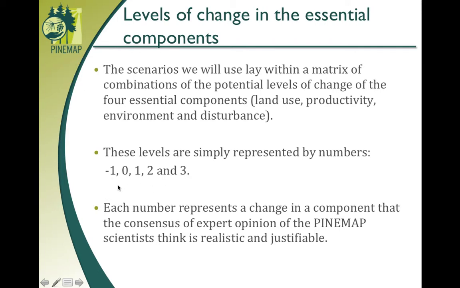Okay, so a decrease in a component would be negative, no change would be 0, and 1, 2, and 3 would be levels of increase. Now, where do these numbers come from? Well, they come from our knowledge base. It comes from models that already exist. A good example are the models we just saw for downscaling climate. That's where information is coming from for change in the future in the environment.